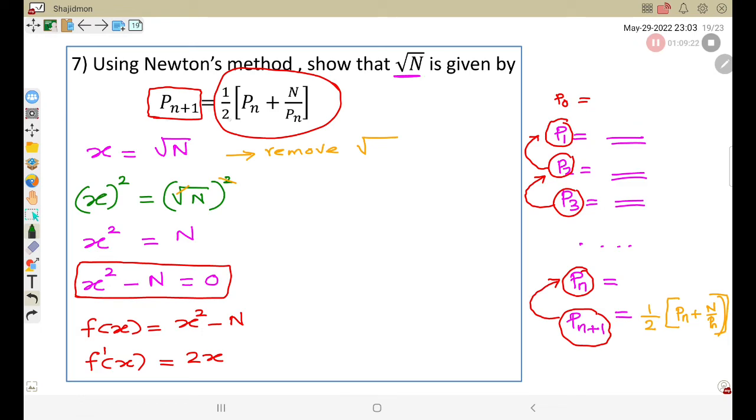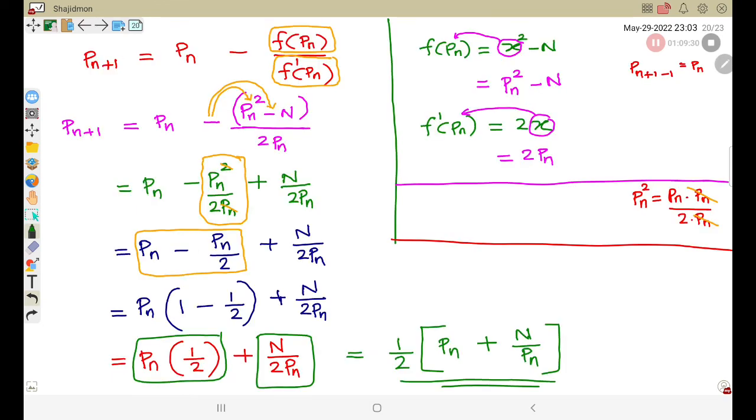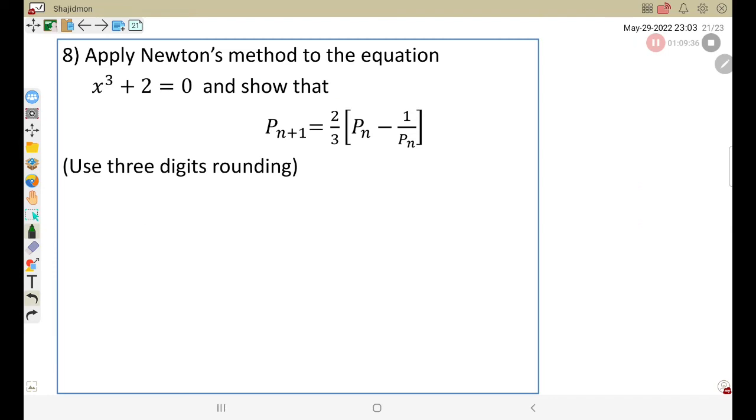Pn plus value should be half into Pn plus n over Pn. We need to check that correct or not. Show that. Okay, that is the question here we need to do. I hope you understood that step. We will go to the next one. Same model 1 question we will do.